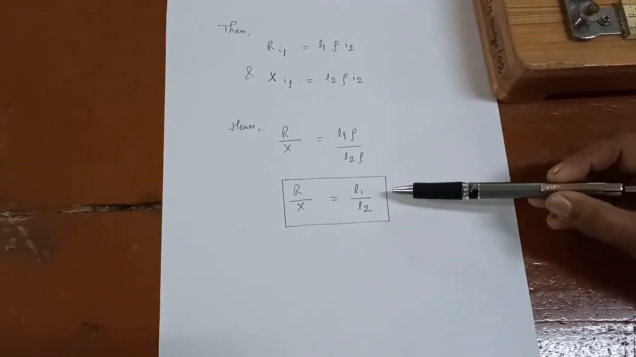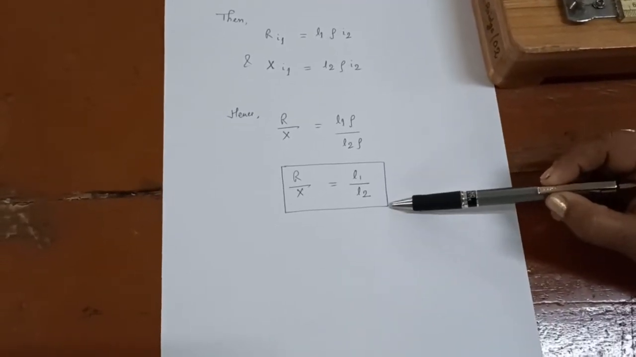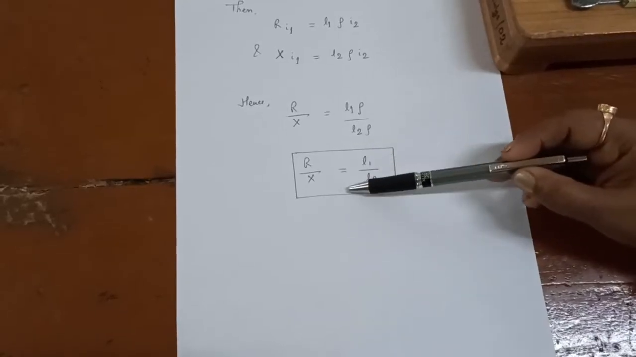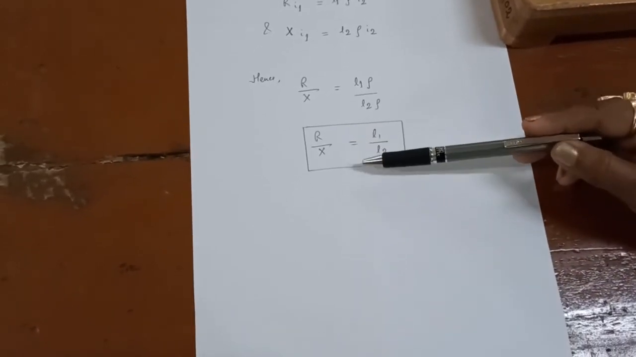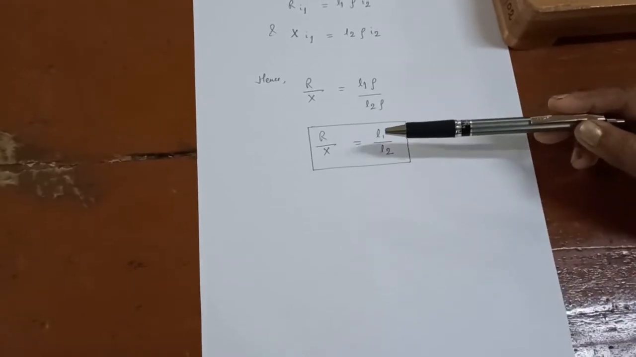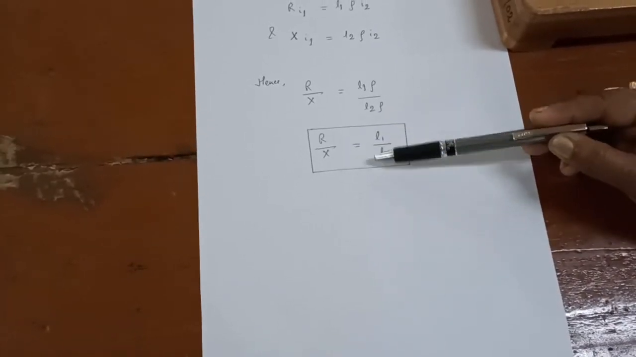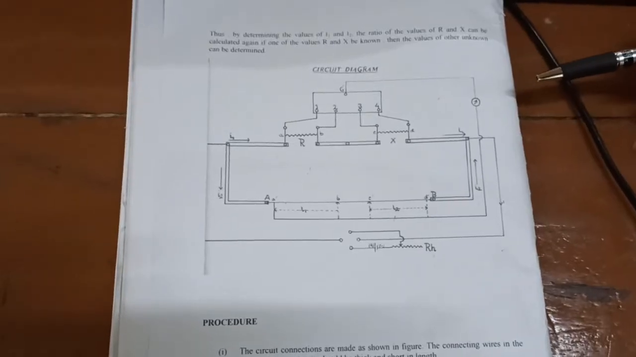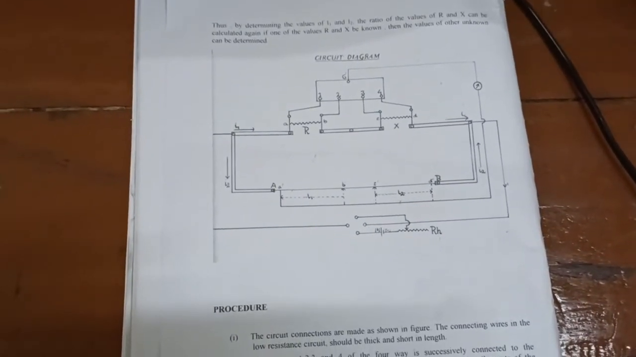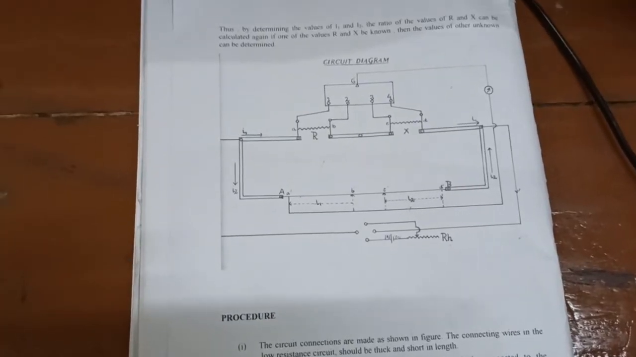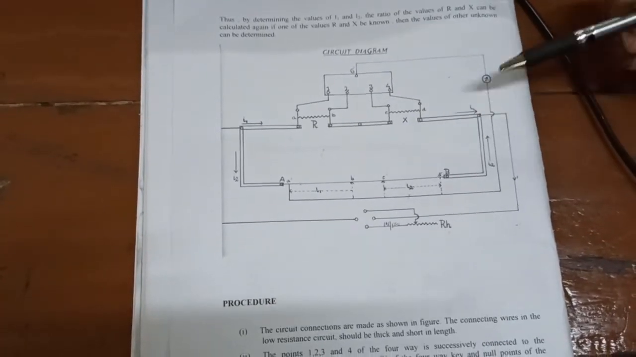By determining the values of L1 and L2, the ratio of the values of R and X can be calculated, and if one of the values of R and X is known, then the value of the other unknown resistance can be determined. So, this is the circuit diagram of this experiment, and we are going to make the connections according to this circuit diagram.